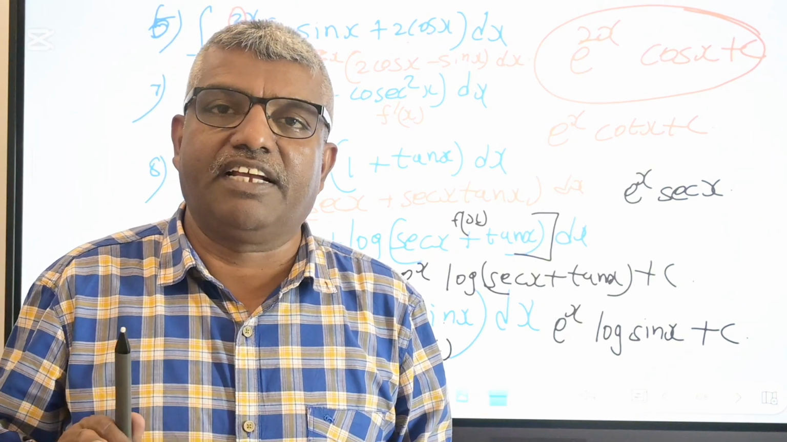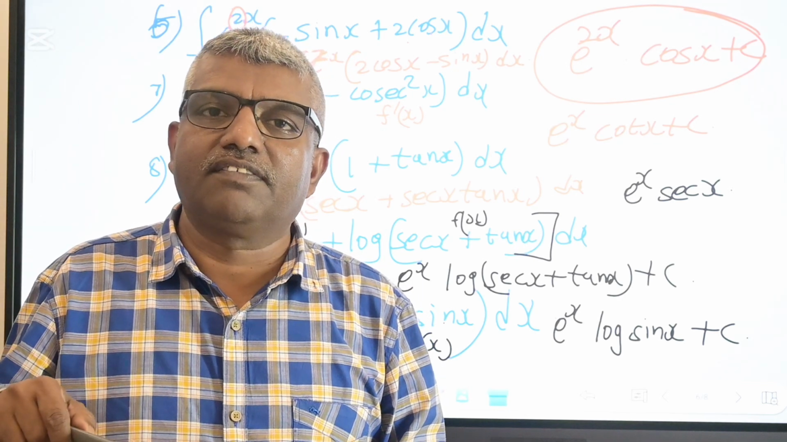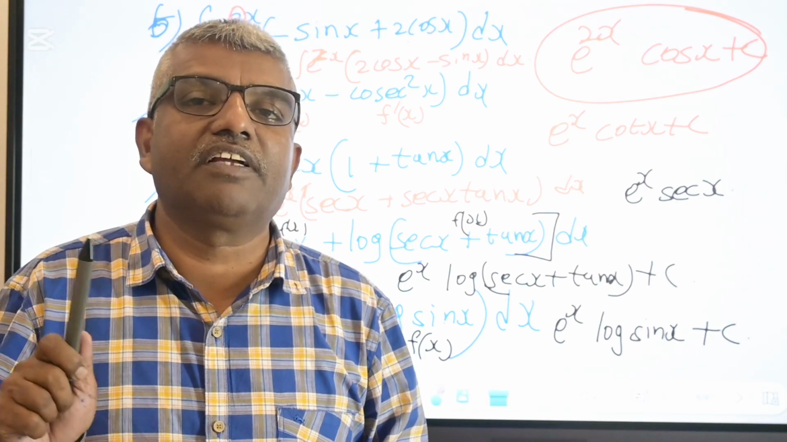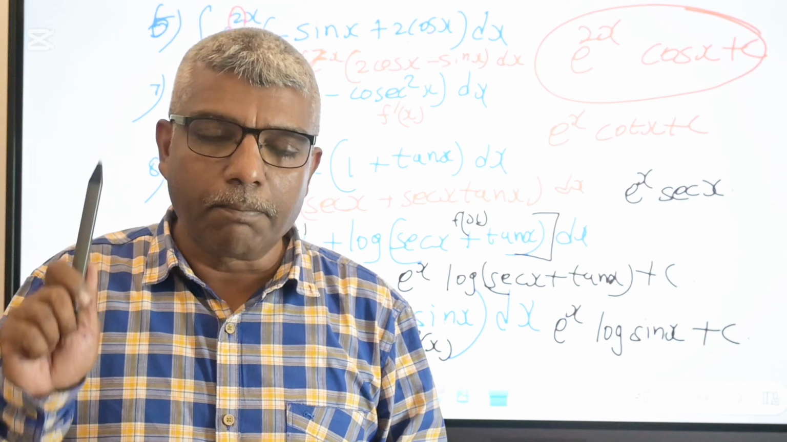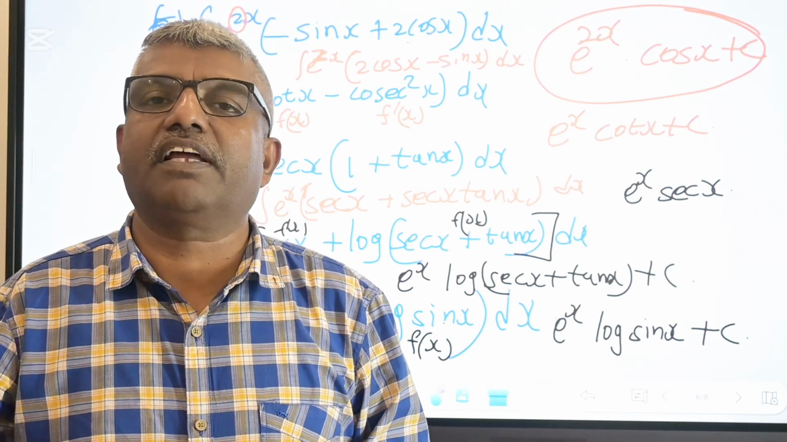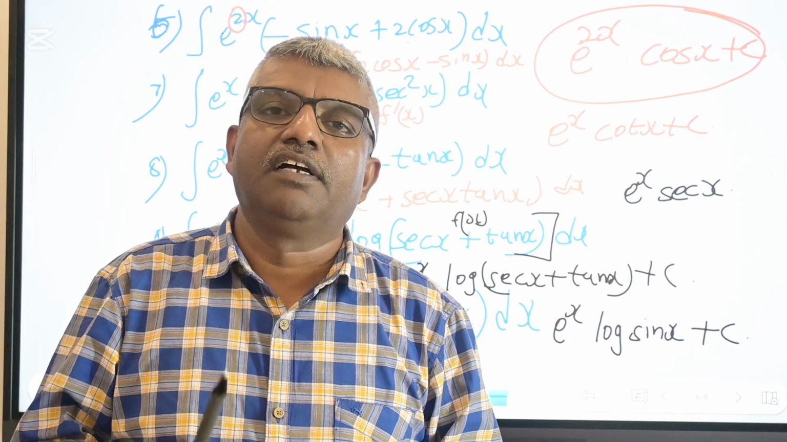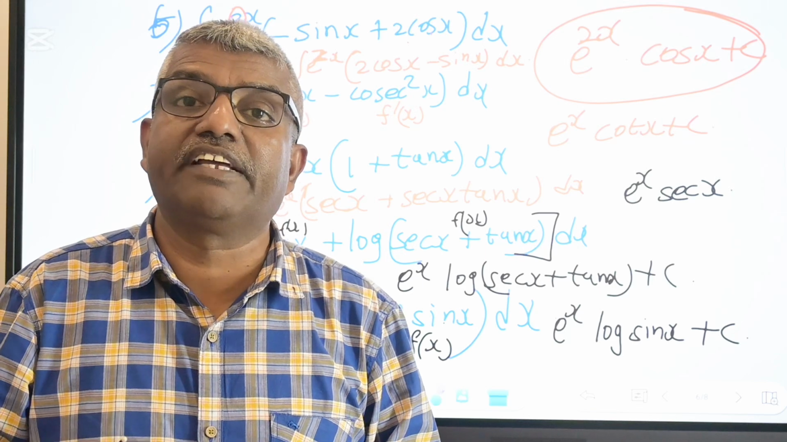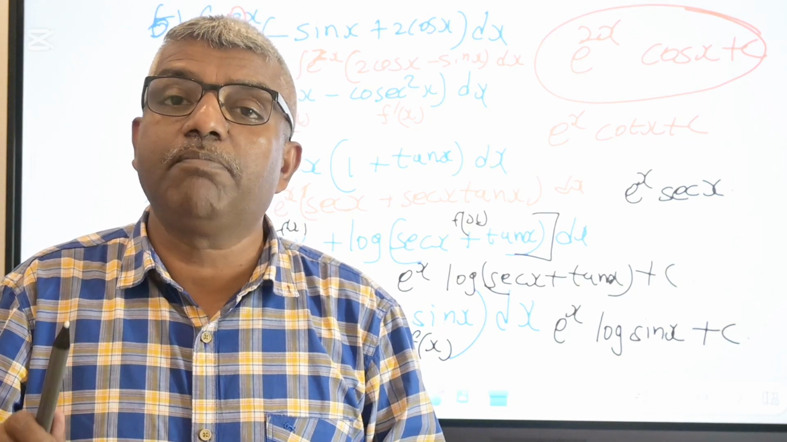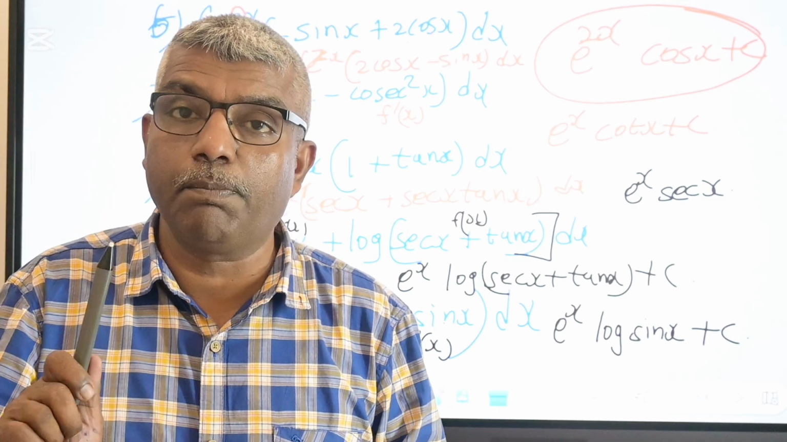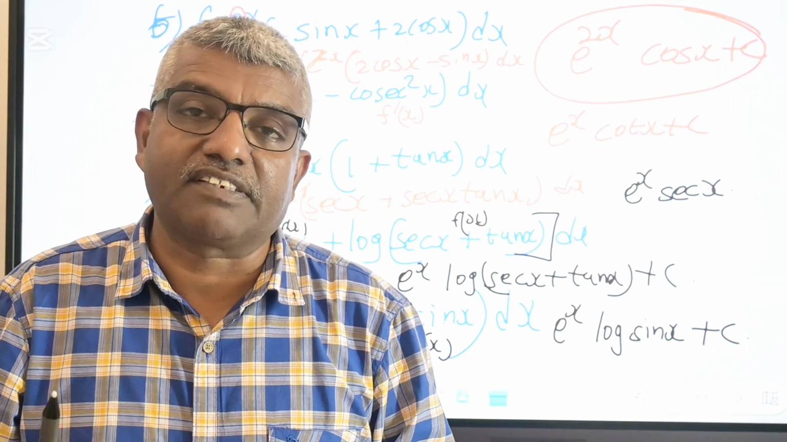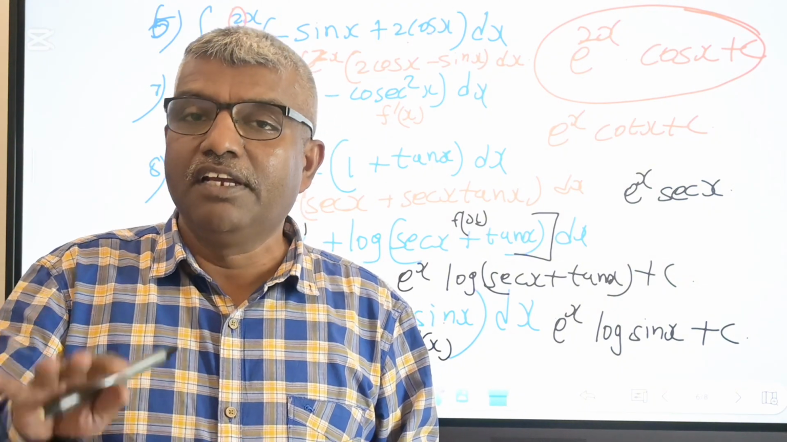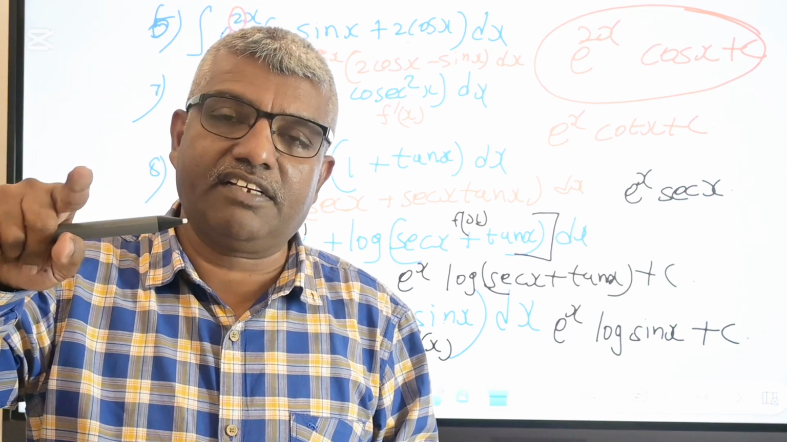Integration of e power kx, open the bracket, k f of x plus f dash x, close the bracket, dx. What will be the result? E power kx times f of x. Here we will get confused: e power kx times k f of x we will write. No, it is wrong. E power kx times f of x, because this k and the 1 over k will be cancelled. So the answer will be e power kx times f of x plus c.